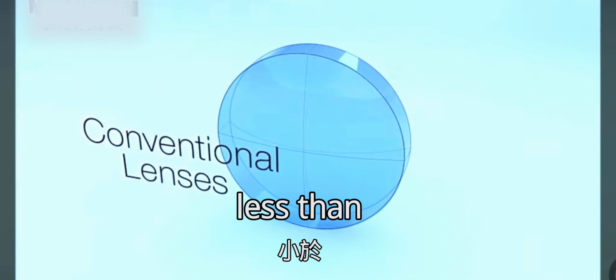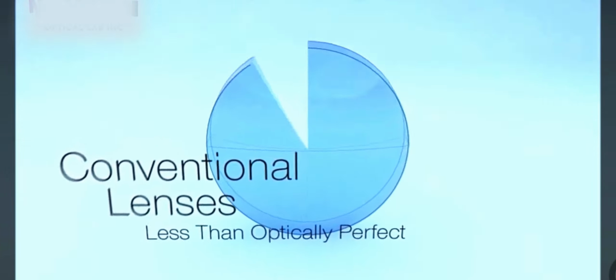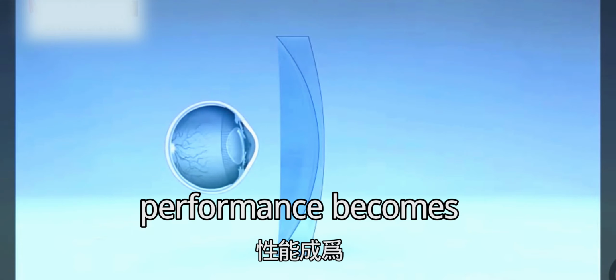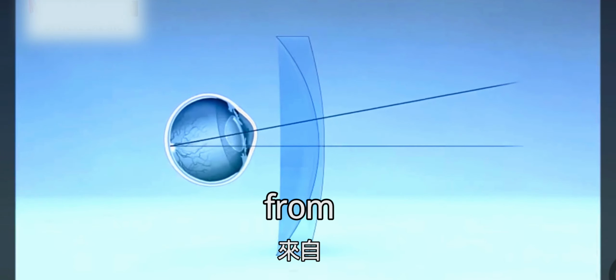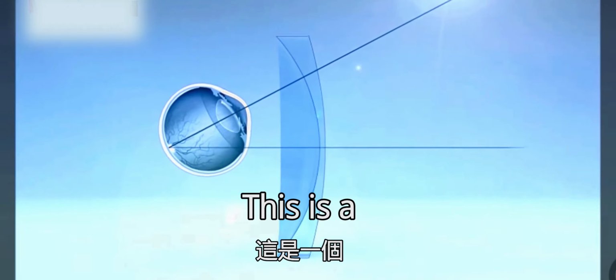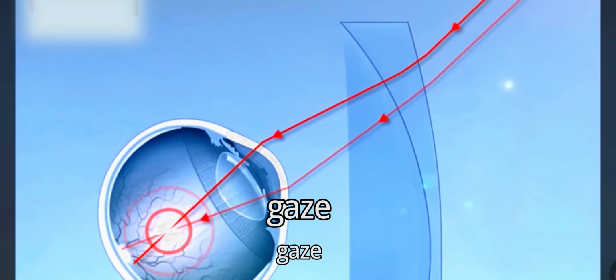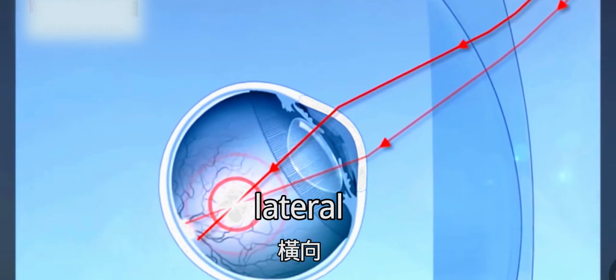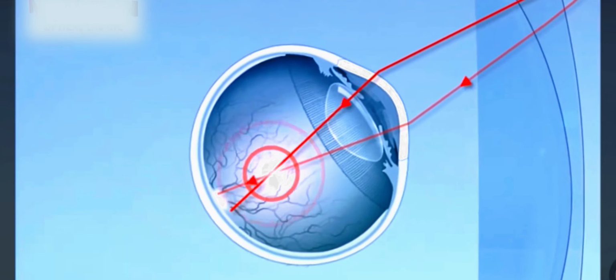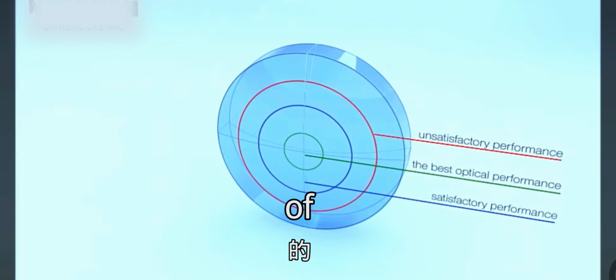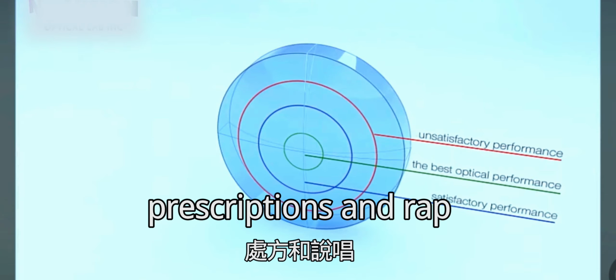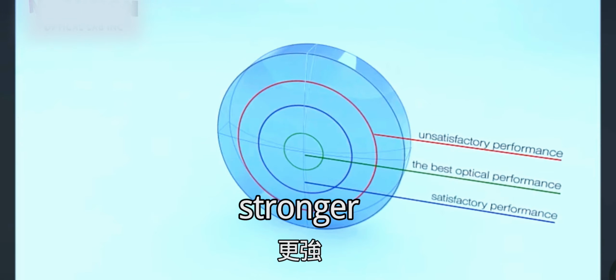Let's understand the reasons that make conventional lenses less than optically perfect. Lens performance becomes lower as we look away from the optical center. This is a result of the oblique aberration that appears when light is refracted obliquely, which happens whenever we look in lateral gaze directions. Those lateral rays do not focus on the retina. Oblique aberration reduces the quality of vision outside the center of the lens. For high prescriptions and wrap frames, the effect is even stronger.